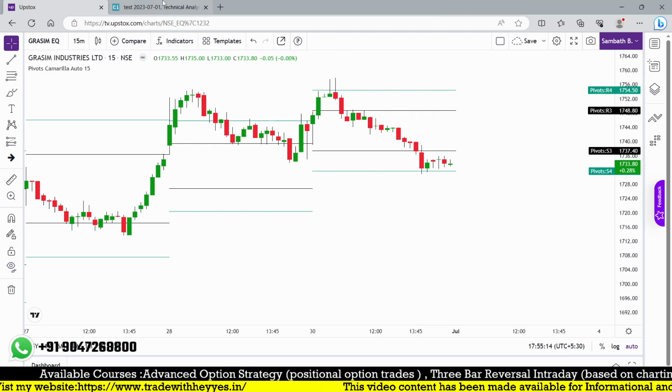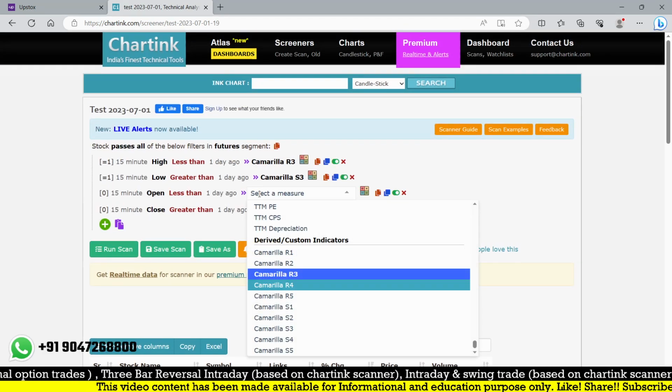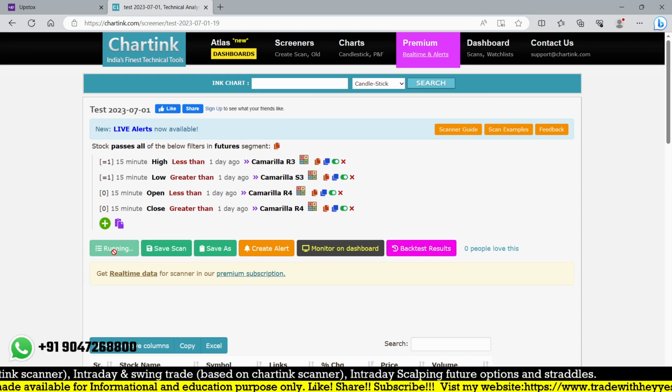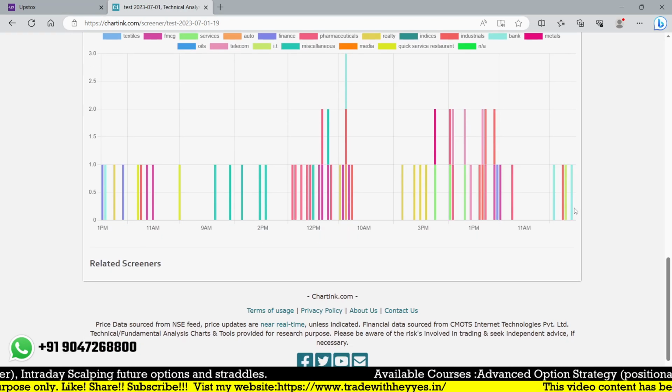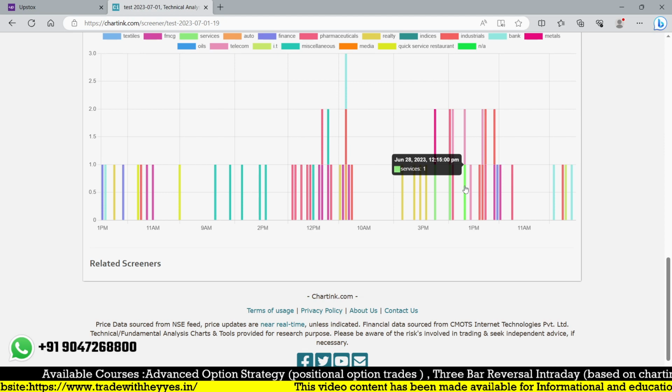The simple concept which I used for today's scanner is that the stock must open in between, the first 15 minutes candle must be in between R3 and S3. After that, the R4 breakout. So very few stocks. Even yesterday, that means the 28th, we got a lot of stocks.